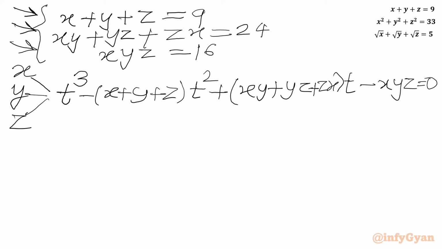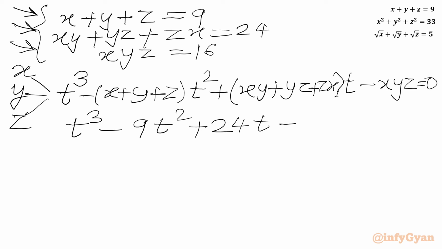Now we have to plug in all the values. So we will get cubic t cube minus x plus y plus z is 9, so 9t square. xy plus yz plus zx is 24. So we'll write plus 24t minus xyz is 16, minus 16 equal to 0.